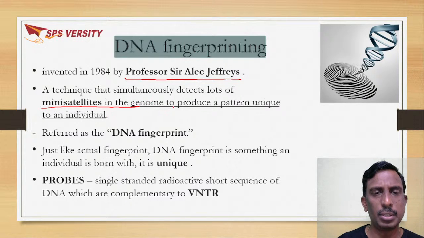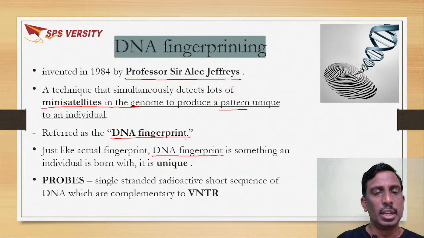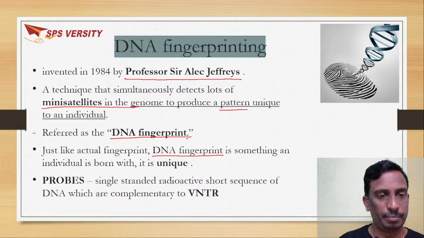So the genome which is produced, this pattern is unique to each and every individual. So it is referred to as DNA fingerprint. And this DNA fingerprint is unique to each and every one. It is not the same for everyone. So how to find out the sequence of VNTR?